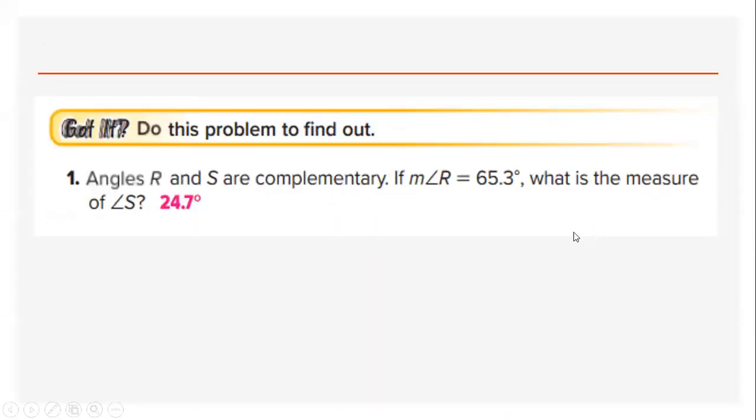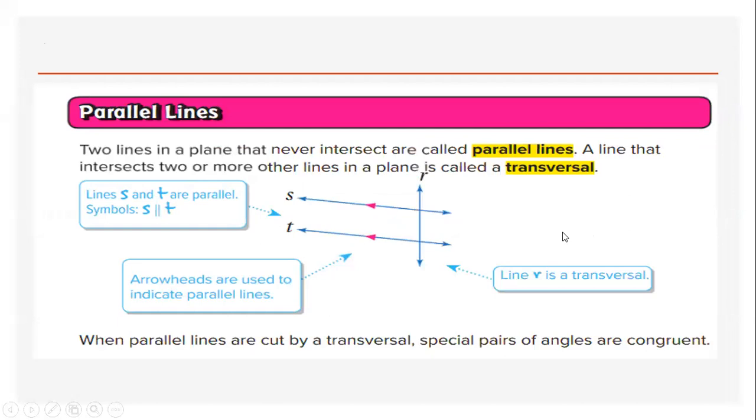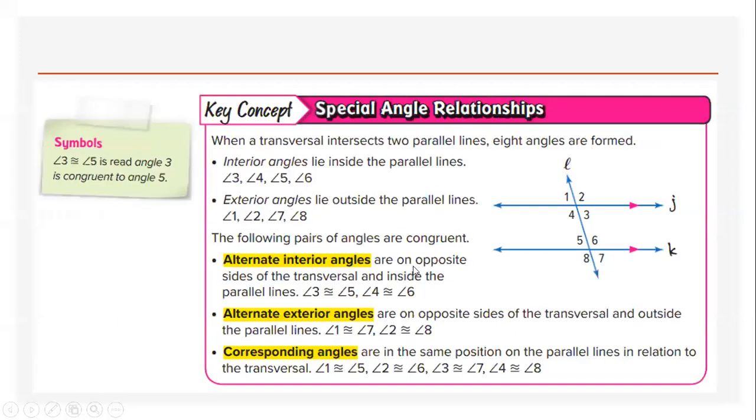Let's move forward. The parallel lines, like line S and line T, are parallel lines, but line R is the line that cuts them, so we call it a transversal. If we have two parallel lines like J and K, and a transversal like L, then we find so many pairs of angles.